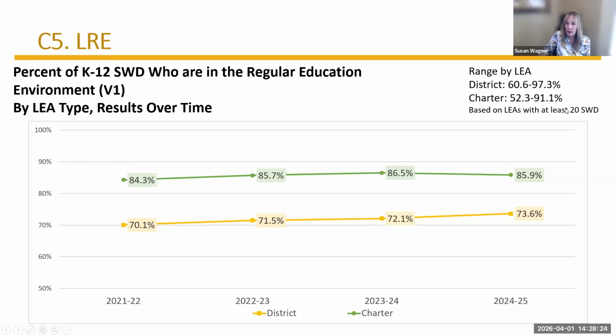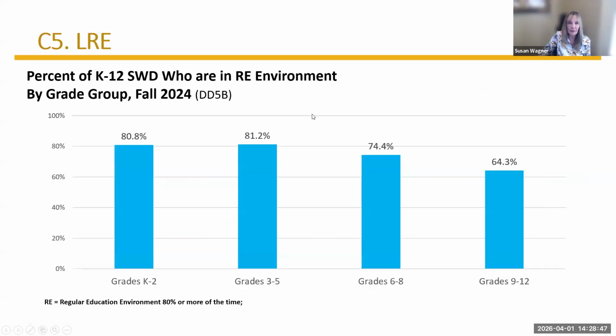We do see variability by districts and charters. So for districts, there's one district that has 60.6% of its students with disabilities in the V1 rate, and another 97.3%. For charters, it ranges from 52.3% to 91.1%. So interesting variability on that.